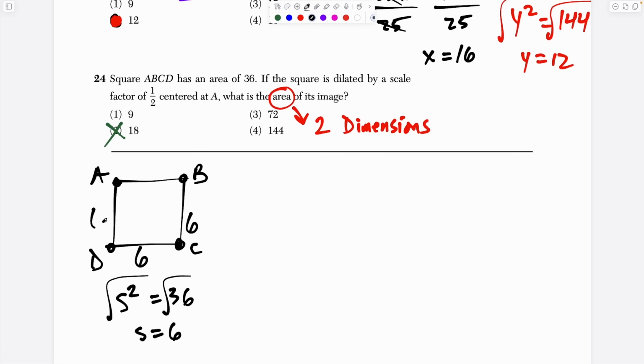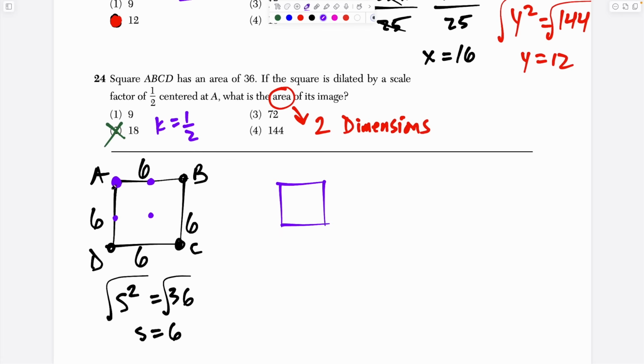So if we go ahead from here, all the sides are 6, and we dilate this square using this as our center of dilation, and we have a scale factor of 1/2, what that's going to do is pull everything closer to the center A. Okay, so everything is going to get pulled closer. So the distance from here to here is going to get cut in half. The distance from here to here is going to get cut in half. And we are going to wind up with a new square over here like this.